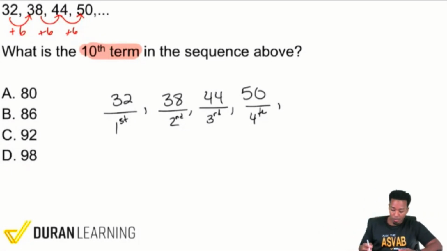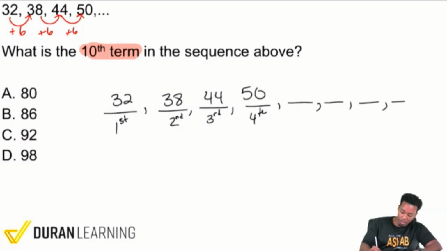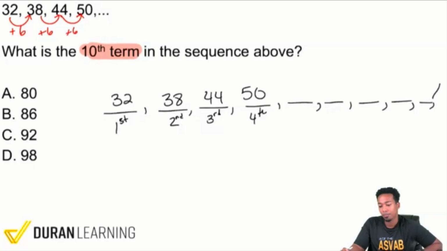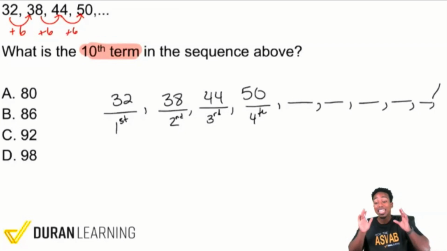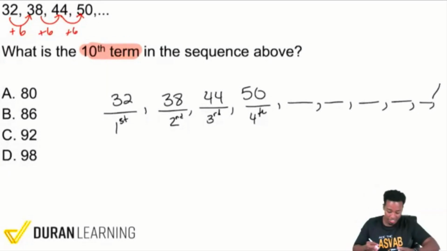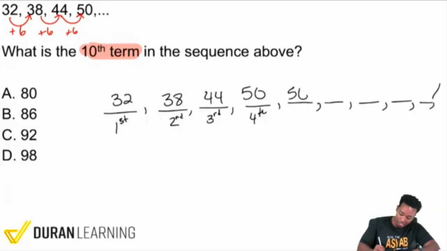So let me just ask you this before I continue. Is it an option to just go 5, 6, 7, 8, 9, 10? Yes, it absolutely is an option. But everybody, why is it not the best option? Longer, takes too much time. There is a faster way. Exactly. We can absolutely keep adding 6 to our heart's content, but that's not what we're here to do.